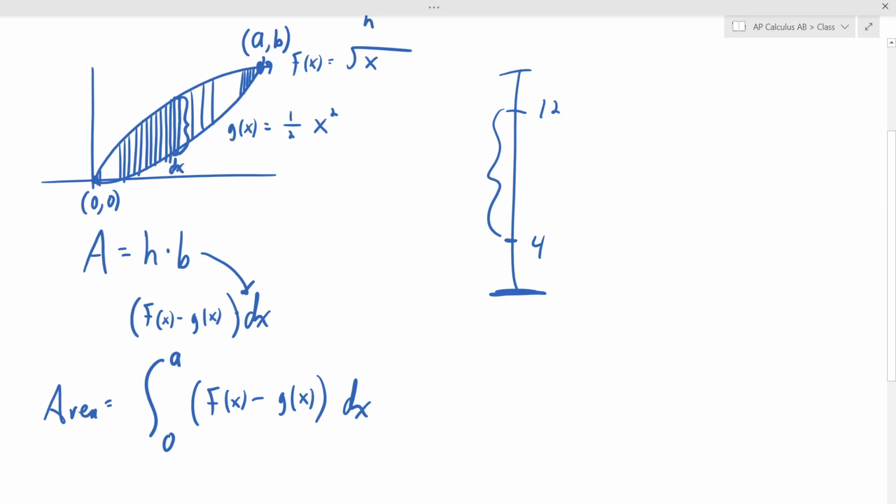Now, we also have this notion of volume. Volume is a three-dimensional concept, right? When you have a two-dimensional graph, that doesn't have a volume itself, all right? But we can use a two-dimensional area to create a three-dimensional shape, okay? And we do that two ways in the Calc AB class.